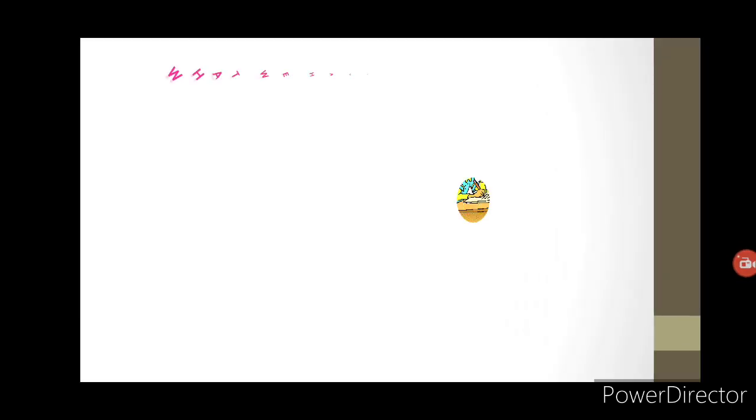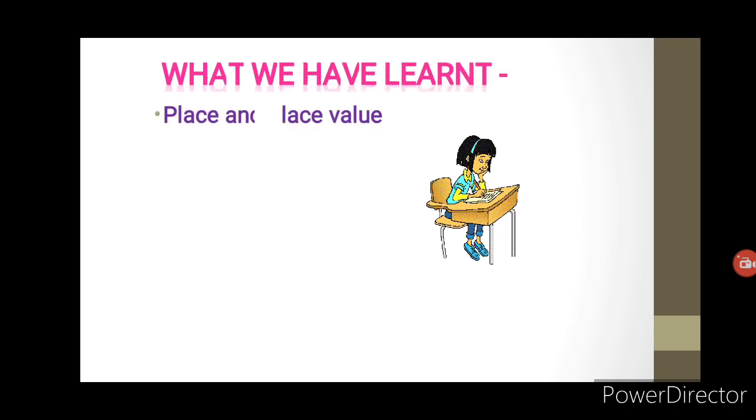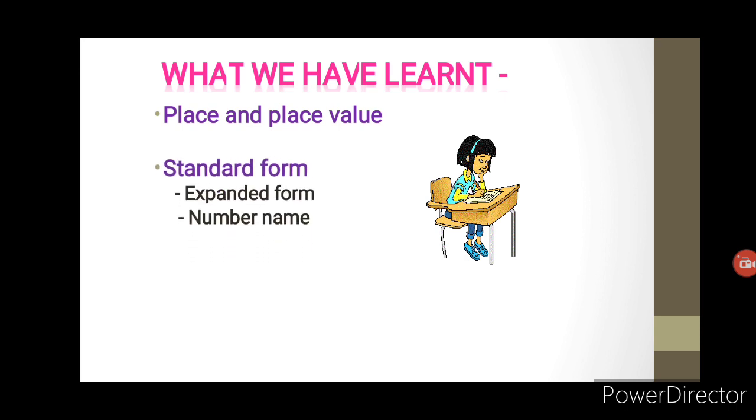So that's all for today, children. So today what have we learned? We have learned the difference between place and place value, then how to write standard form when expanded form is given and when number name is given. Thirdly, we have seen some rules for comparing numbers, and then lastly forming greatest and smallest numbers with the help of the given digits. In the next lecture, we will be learning about rounding of numbers.